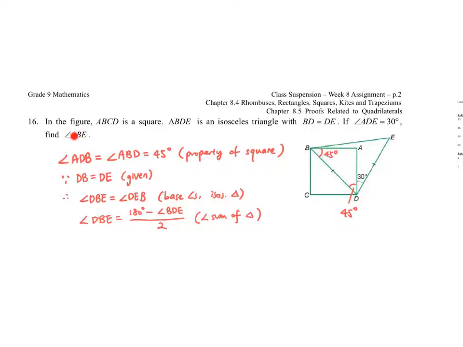Okay, because it is a fine question. So you can find angle DBE equals 52.5 degrees. The final step involves no reason because it is just big angle minus small angle, and the answer would be 7.5 degrees. Look at number 19.